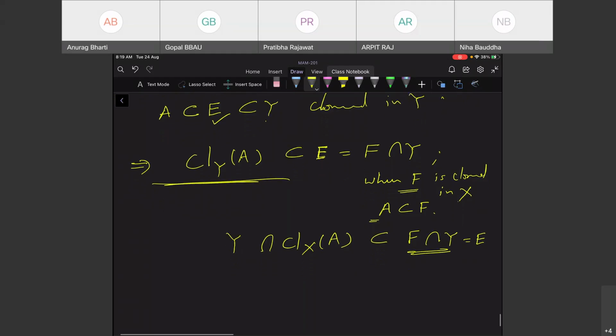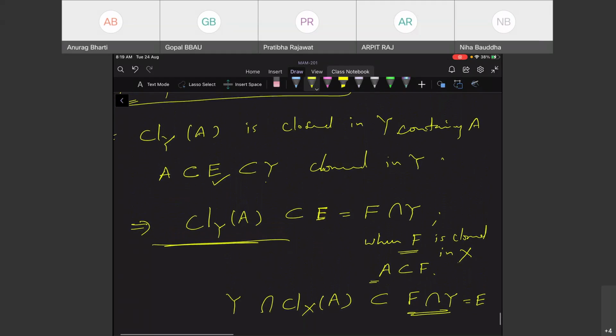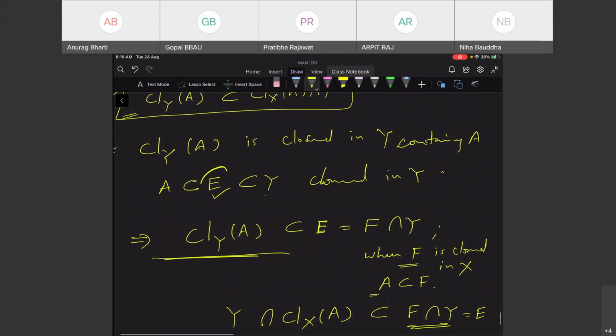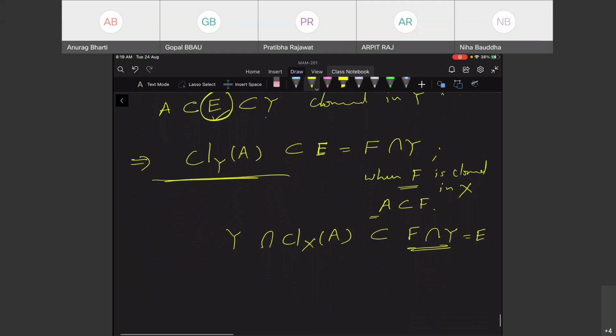So what you get, you took any arbitrary closed set in Y which contains A, and you are getting that this arbitrary set contains this set. This means this is the smallest set.